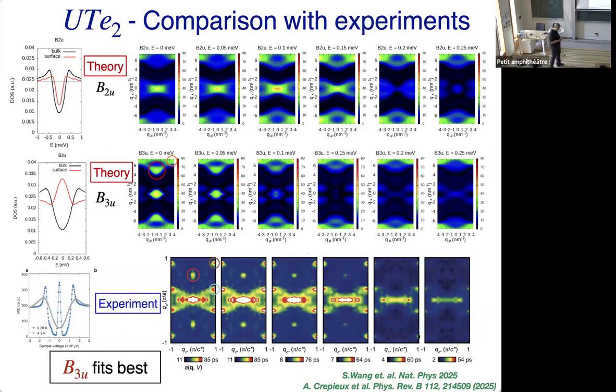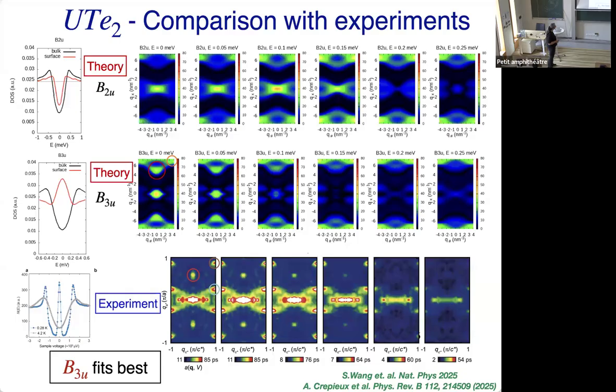Okay, so now we can compare our predictions to experiments, because when you measure the density of states and take its Fourier transform, you get what we call QPI, quasi-particle interference patterns. These are 2D plots obtained by Seamus at various energies, and these are calculations for B2U and B3U. I'm only putting these two, and you see that they don't look too bad.